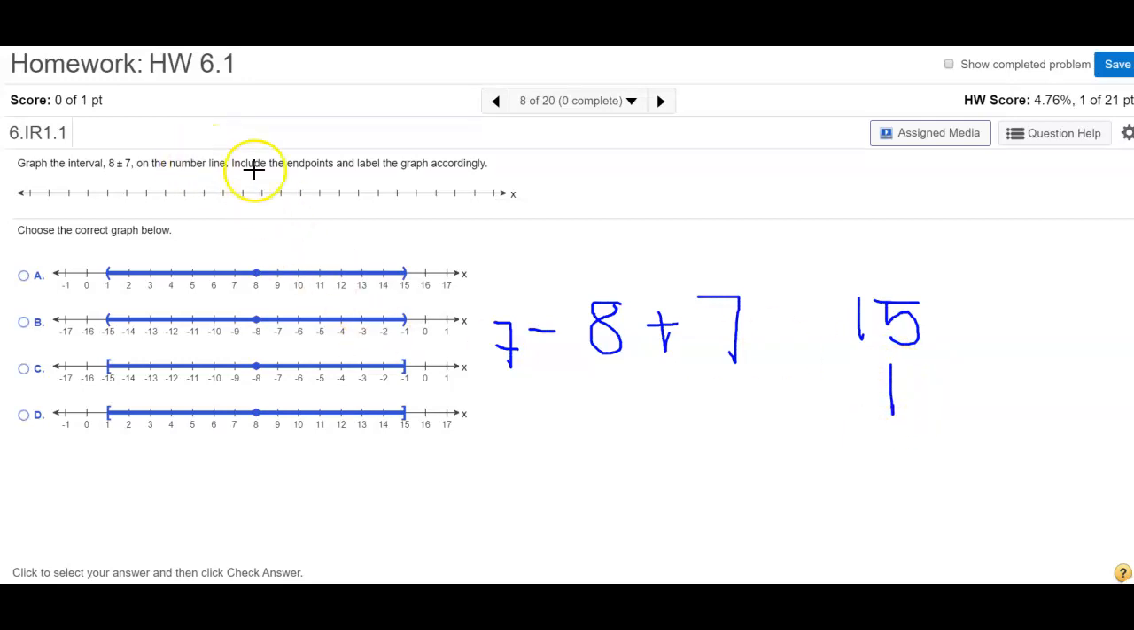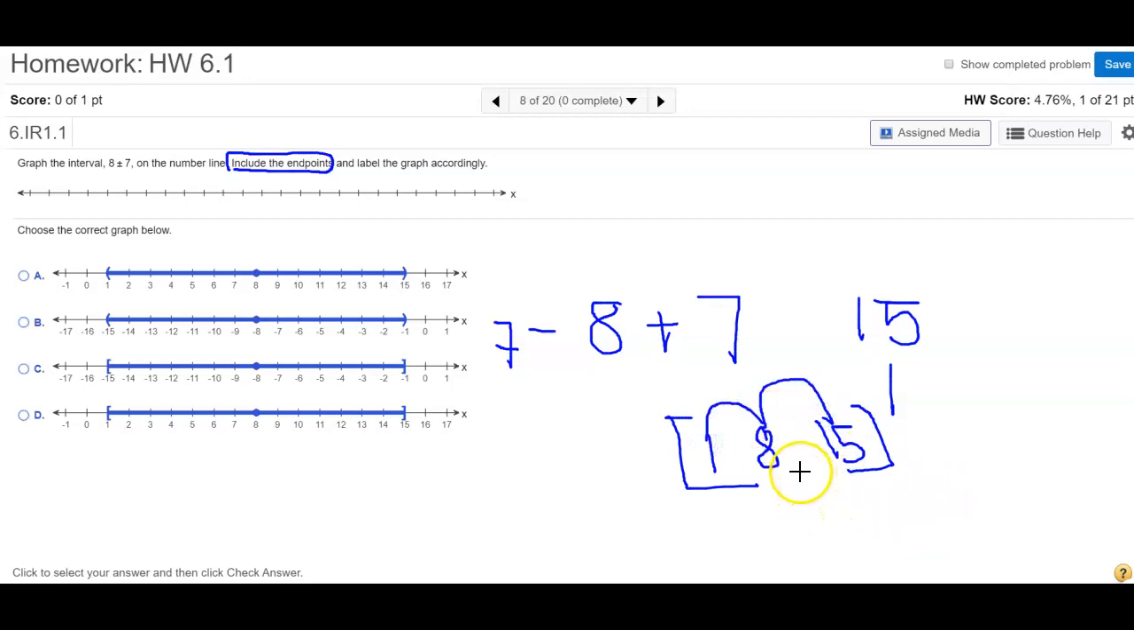Very good. What do they say? They say include the endpoints. So when they say include the endpoints, you should have brackets, and they should be from 1 to 15. Because your 8 is all the way in the middle, you're going 7 up and you're going 7 down.